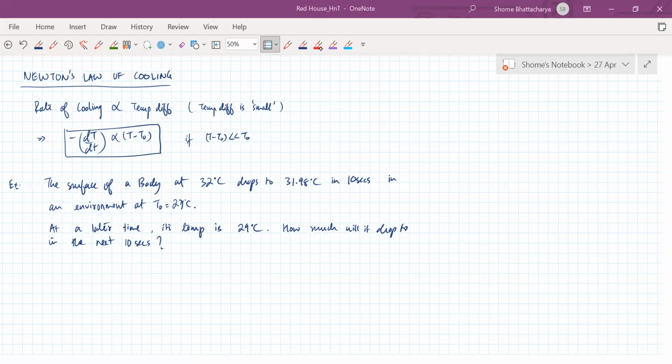given, in 10 seconds, the temperature is dropping from 32 to 31.98. So the change in temperature is a very small change. So we can equate the average rate of change with the instantaneous rate of change. Even though it seems like 10 seconds is a very long time, so how can we equate instantaneous rate of change for a dt of 10 seconds? But in the context of how slowly this body is cooling down, you'll realize that 10 seconds is a very short amount of time, because overall it's going to take at least a few minutes to cool down.